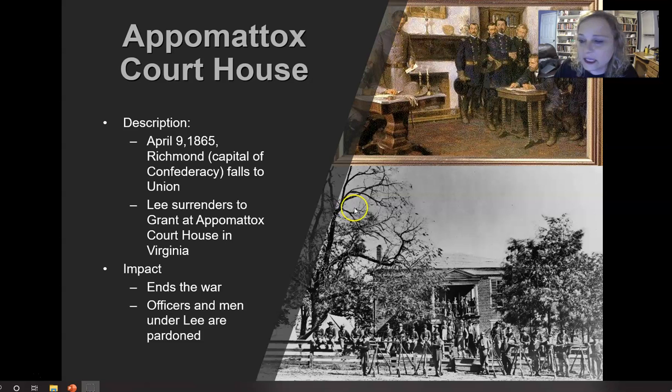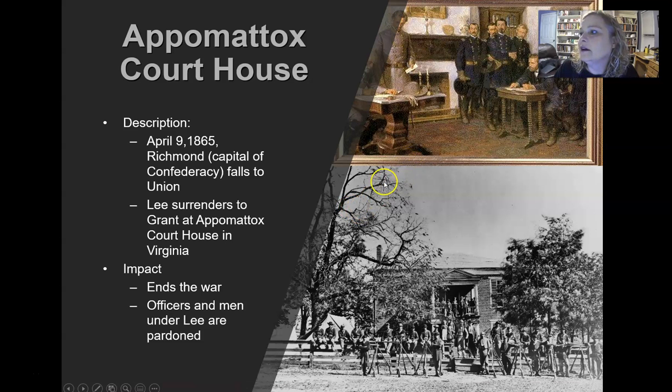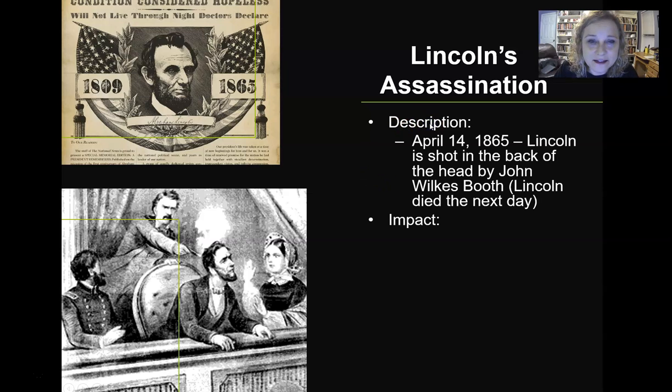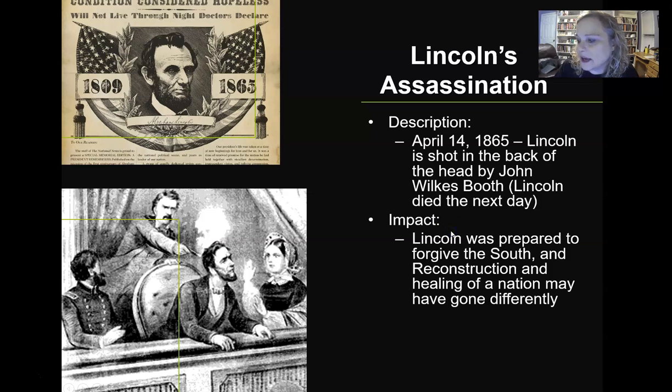Okay, and unfortunately, we're going to come to our next slide, which was the assassination of Lincoln. Okay, five days after Appomattox, Lincoln is shot in Ford's Theater by John Wilkes Booth. Now, he dies the next day, so his death actually was April 15th. The impact of this was actually pretty negative for the South. Obviously, it was sad for the country. But Lincoln was prepared to forgive the South.